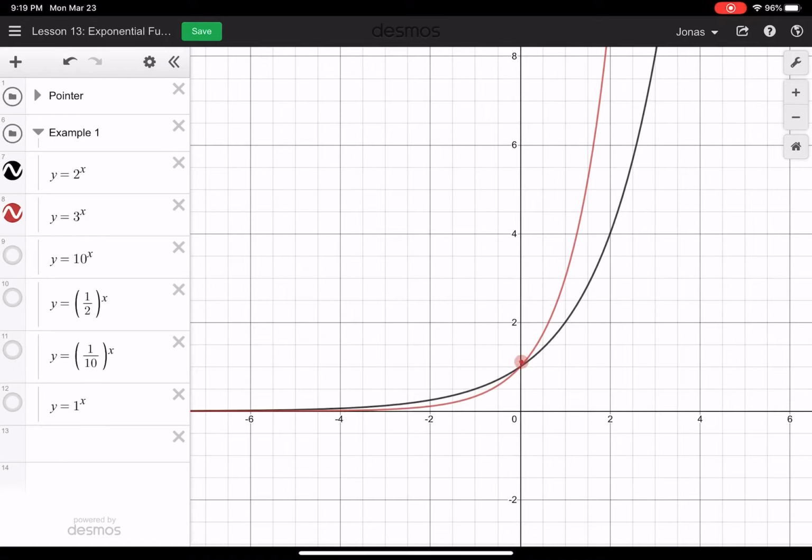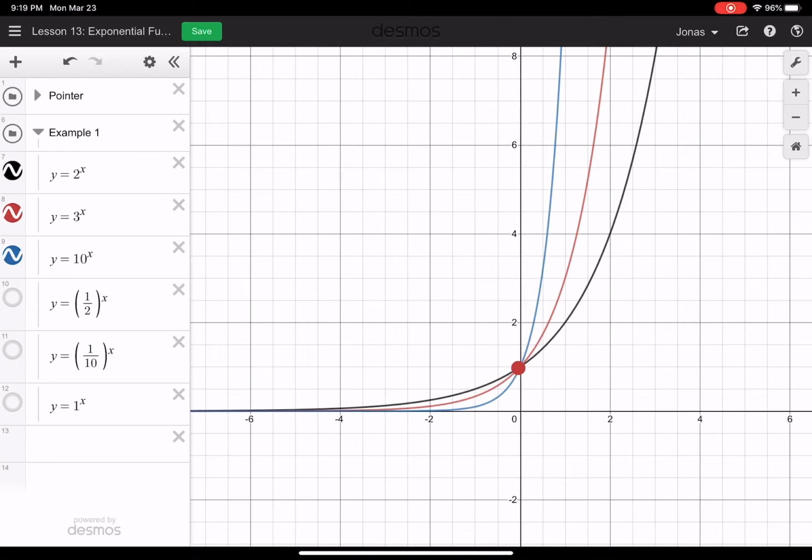The next one that we're going to look at is just what happens when we increase the base to 10. And what you'll see, maybe as you expect, this is the blue line, is that it curves up even more steeply on the right, and it curves down towards the x-axis even more steeply, more quickly on the left. Now, all three of these share a point in common, which is the point where x is 0.